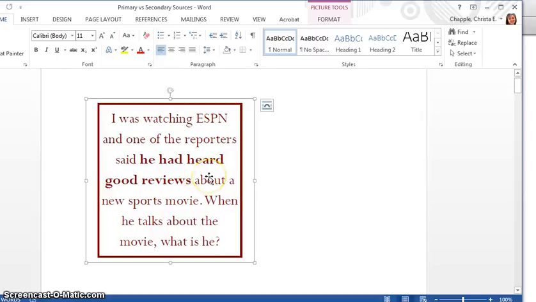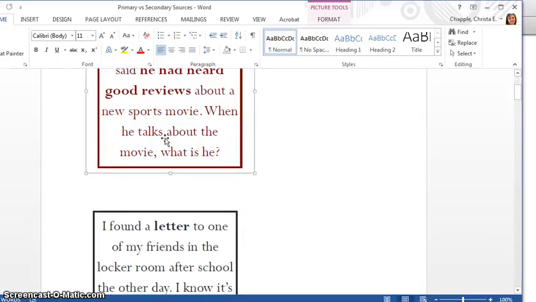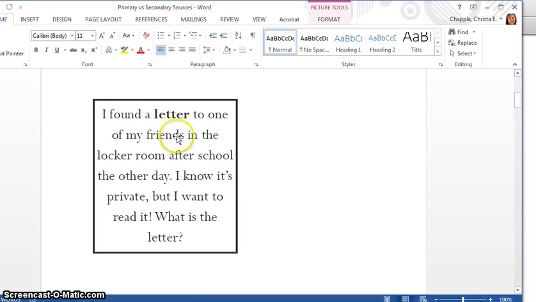He is a secondary source. Okay, he had heard good reviews about the movie. He didn't actually go see the movie. So it's secondhand. All right, let's try this one. I found a letter to one of my friends in the locker room after school the other day. I know it's private, but I want to read it. What is the letter? Okay, so a letter, think about it. Okay, a letter is a primary source. Okay, it was first hand. Somebody wrote it.